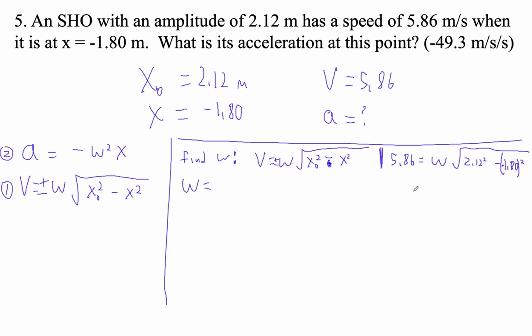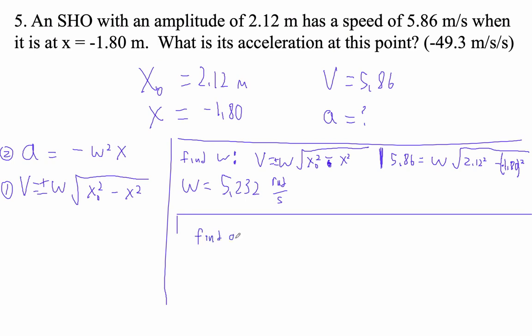And I get that omega is 5.232 radians per second. All right, that's the first part. The second part is to find the acceleration, and I'm going to use this equation to do that. It looks hard, but it's not really that hard.